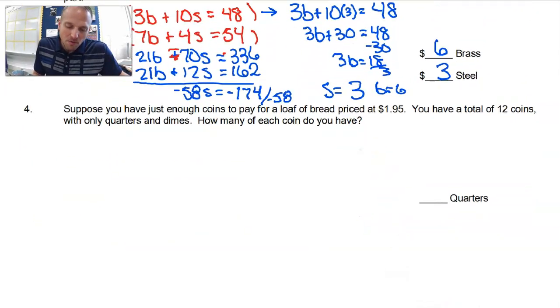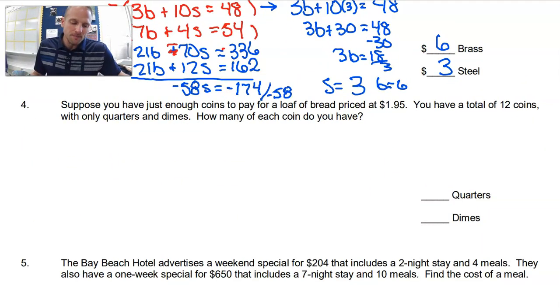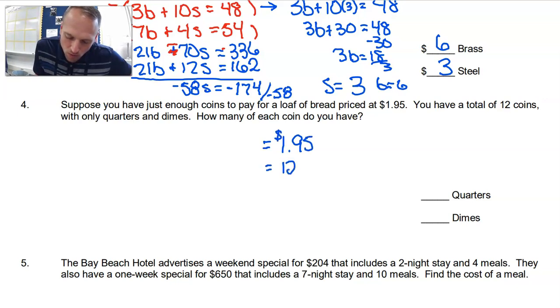All right, number 4 is tricky. Suppose you have just enough coins to pay for a loaf of bread priced at $1.95. You have a total of 12 coins. Okay, so I see our two totals here. The first total was $1.95, and the second total was 12. Okay, we have just enough to pay, so that's how much we have. We have a total of 12 coins with only quarters and dimes.